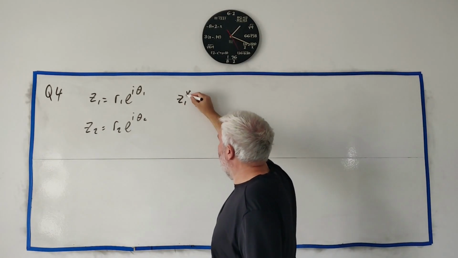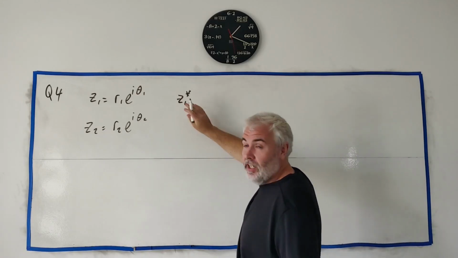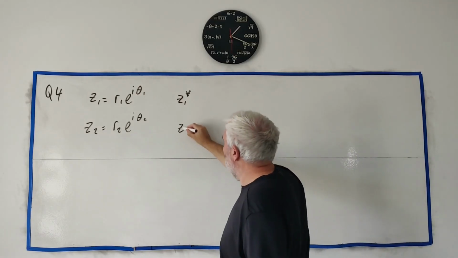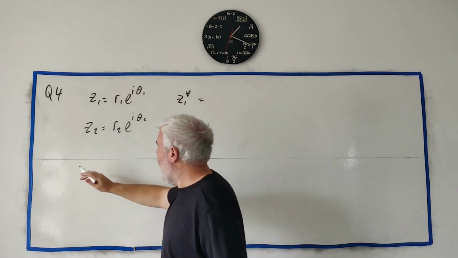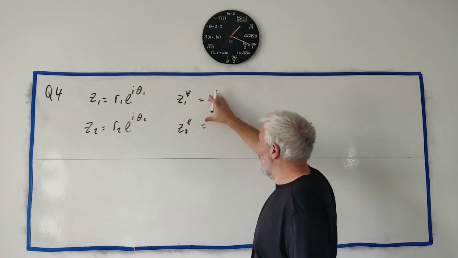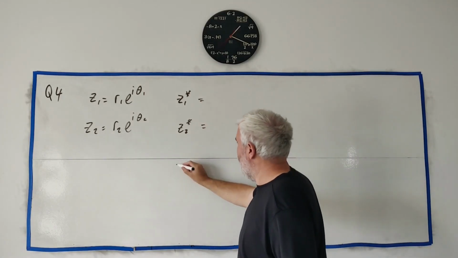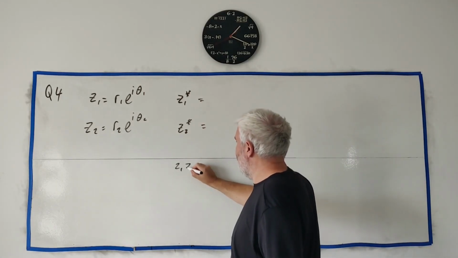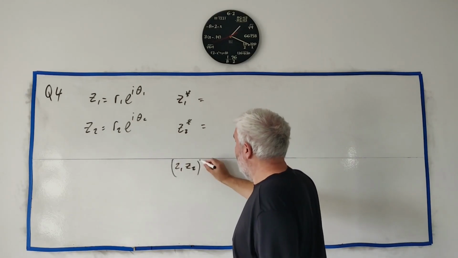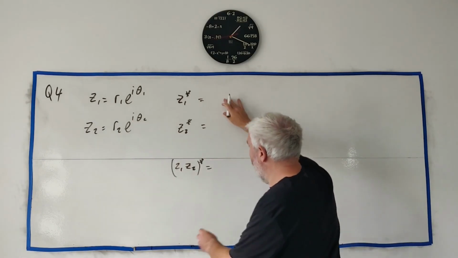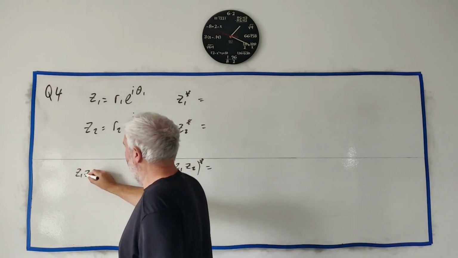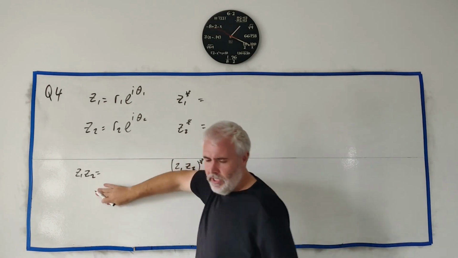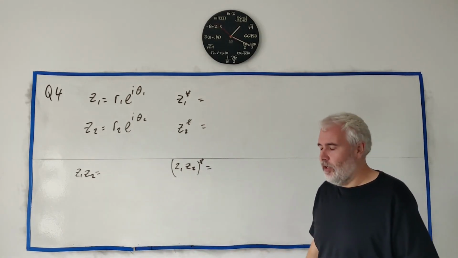Basically, we're going to need Z1 star. That's the complex conjugate of Z1. We're going to need Z2 star. And we're going to find them. Then they want us to multiply these together. And they want us to then show that that's the same as Z1 times Z2 star. So we're going to need all 3 of these. To get this one, we're going to need Z1 multiplied by Z2. Let's do this one first. This is the easy enough one.